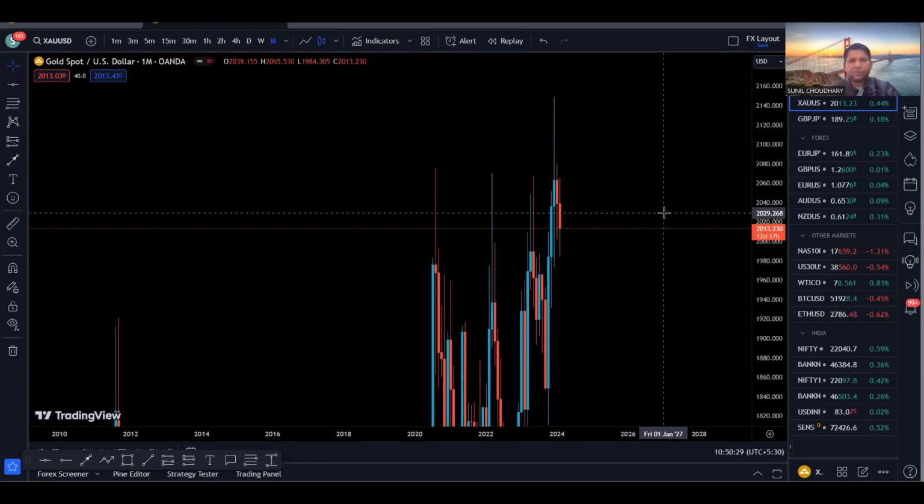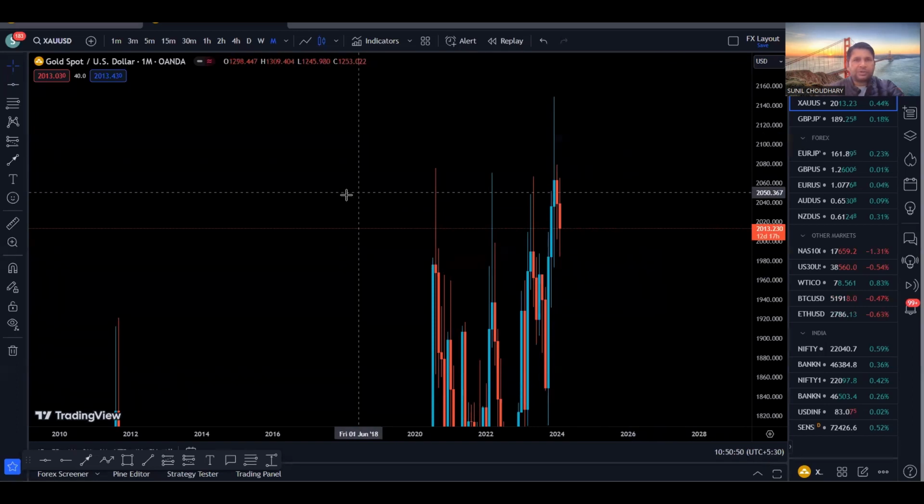So as usual, we will do a top-down analysis on the gold and the GJ. We will start our analysis with the monthly time frame, and then we will go down to lower time frames: weekly, daily, 4 hour and 30 minutes time frame. On the 30 minutes, we will also talk about some intraday and scalping setups as well. So without wasting any time, let's get started.